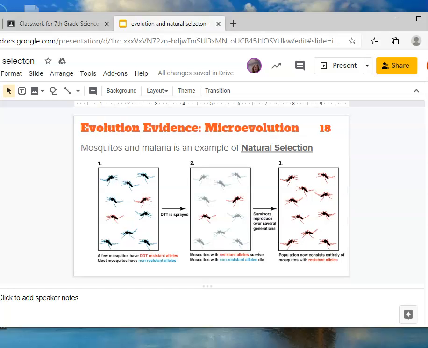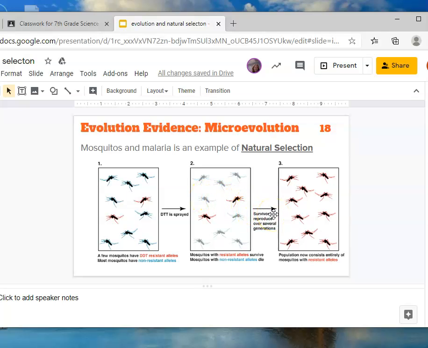And here we have it. A few mosquitoes have DDT resistant alleles. We remember alleles. They are in our chromosome structure. Most mosquitoes have non-resistant alleles. So we spray the DDT, and the mosquitoes with the resistant alleles survive, while the mosquitoes with the non-resistant alleles die, as we can see here.